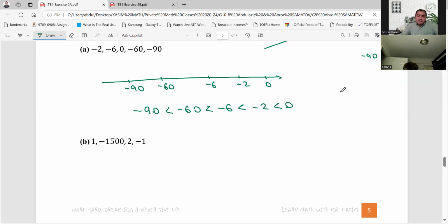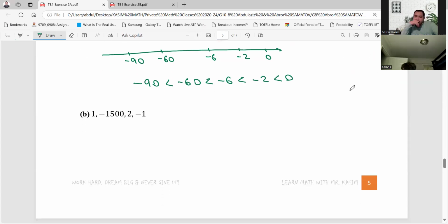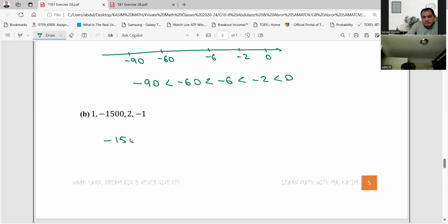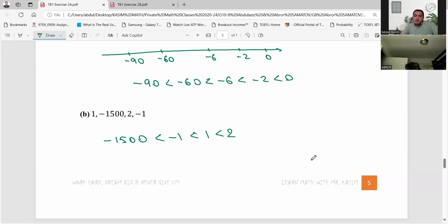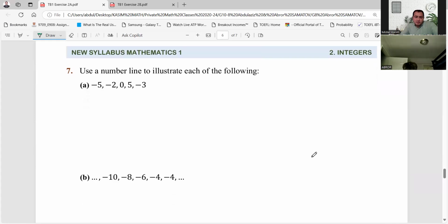Then negative 90, the smaller number. And how about B in question B? Which one is the smallest? Negative 1,000, negative 1,500, right? And that is smaller than negative 1, right? What is next? Positive 1 and 2. Okay. Arrange it from smaller to the biggest.